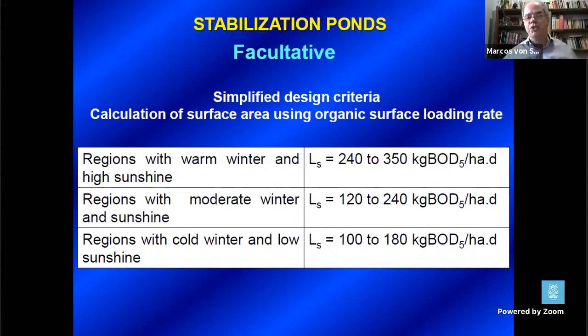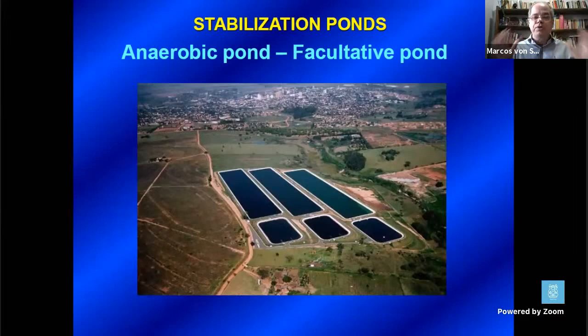This is for our climatic conditions, but we can also apply facultative ponds in temperate climate countries. And then the design criteria are even more stringent. The applied loading rate is lower than that. Okay, if you like the pond systems, you want to use facultative ponds, but you need to decrease your surface area, you can put an anaerobic pond ahead.